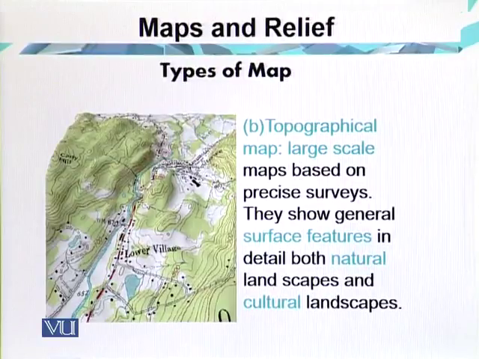Number two, which is also the large scale map, is the topographical map. So on a large scale, maps based on precise surveys. They show general surface feature in detail, both natural landscape and cultural landscape. The topographical maps are also prepared on a fairly large scale, being based on precise surveys.